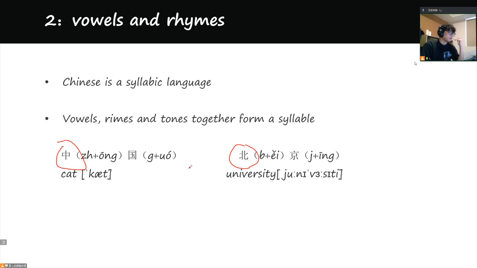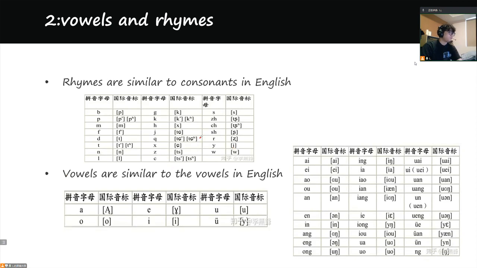As a comparison, I also list two English words here. Cat is a one-syllable word and university is a three-syllable word. You can find the cross-reference of English and Chinese pronunciation in the table.